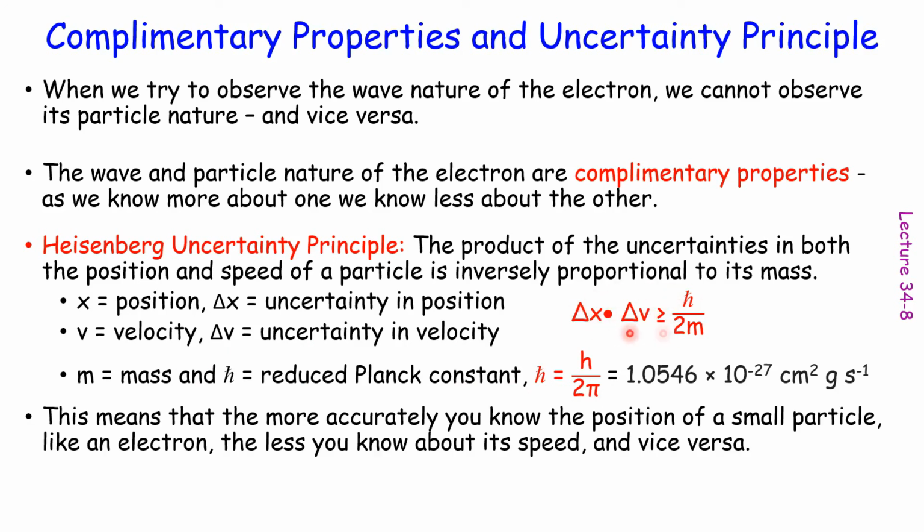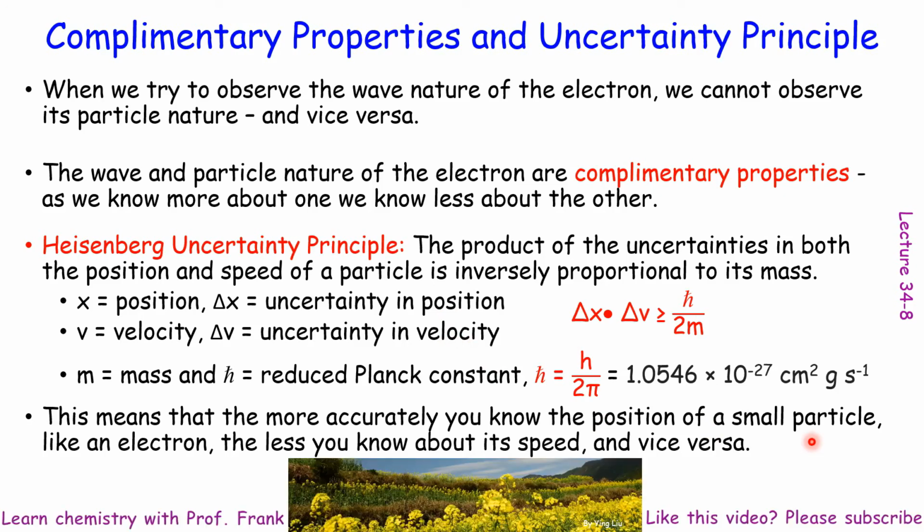The uncertainty principle means that the more accurately we know the position of a small particle, the less we know about its speed, and vice versa. In other words, we cannot accurately measure both the position and the velocity of a small particle like an electron.